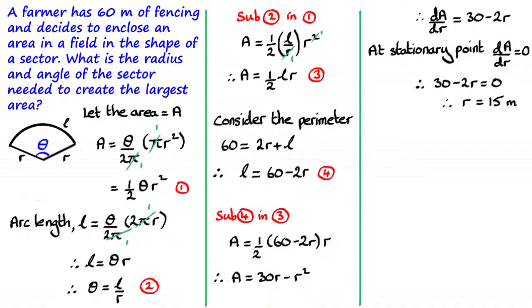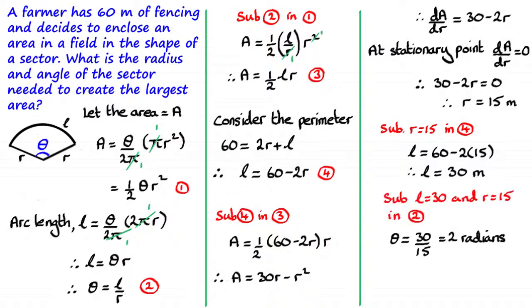You're all right, good. Right, so just to get that, substitute the radius is 15 into equation 4. That will give you L at 30 meters. And then you can go into equation 2 with your values of L and R. If you substitute those in, you're going to get theta equals 30 over 15, and it gives you 2 radians. Okay, well done.